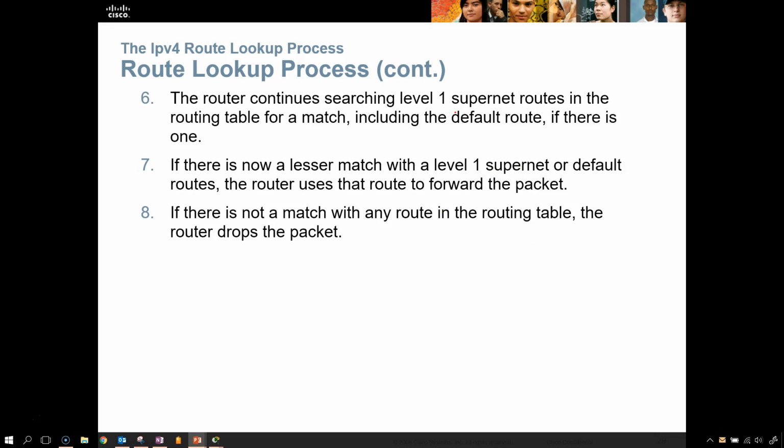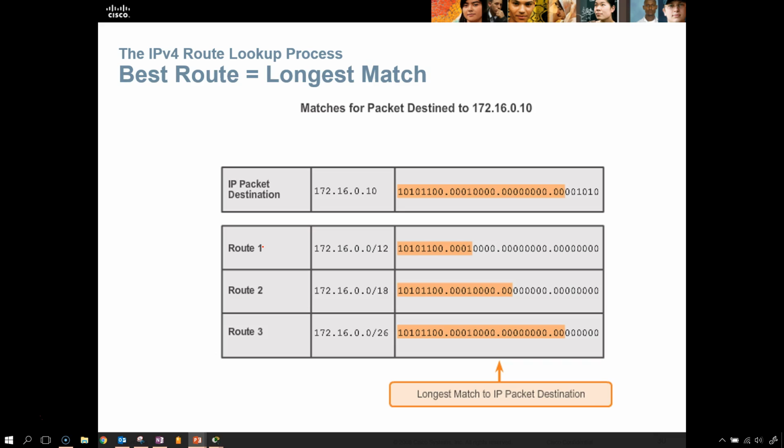The router continues searching level 1 supernet routes in the routing table for a match, including the default route, if there is one. So the default route is used last. If you can't find an exact match within one of the level 1 or level 2 child networks, then use the default route, the gateway of last resort. If there is no match, then the packet is dropped. The best route is always considered the longest match. You might have multiple entries in here, but the longest match, the most specific entry, is the one that's selected as the best route for the routing table.